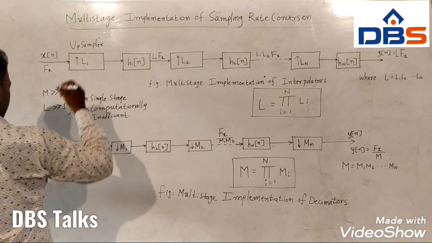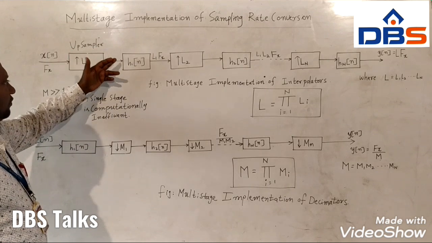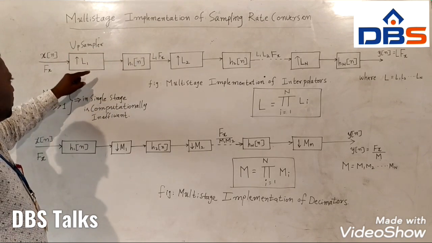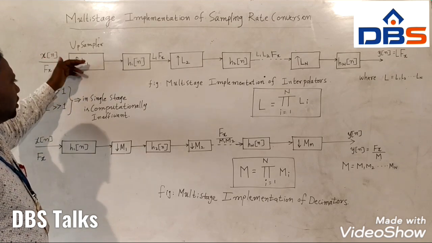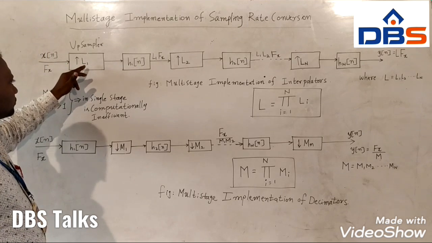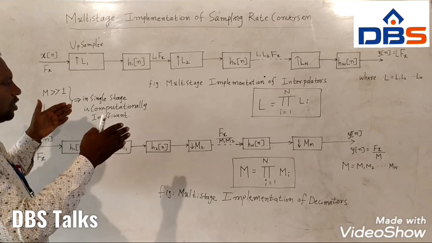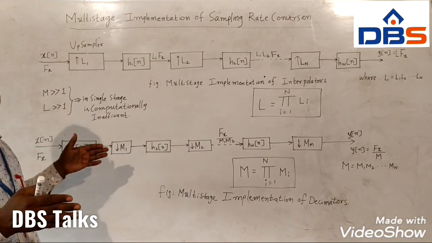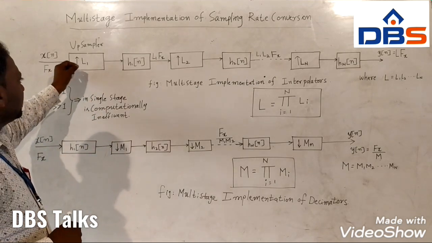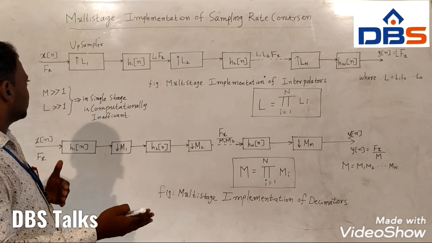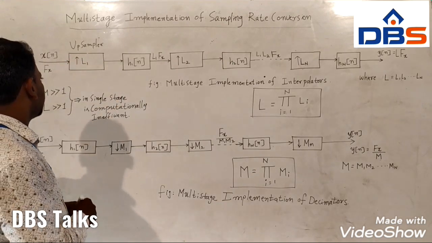So this is the first upsampler. Here you have to understand that x of n is upsampled by L1, which means L1 minus 1 zeros are inserted between every two adjacent samples. After that the sampling rate is increased.